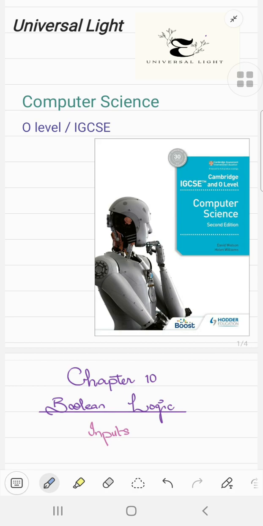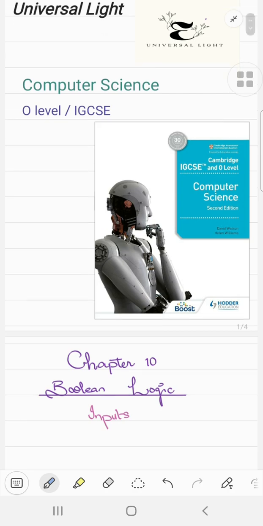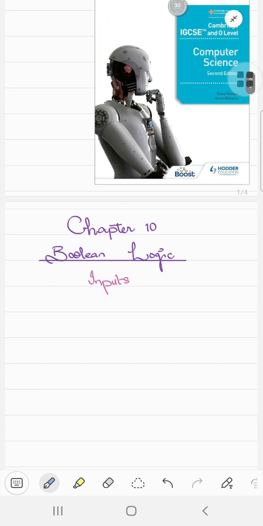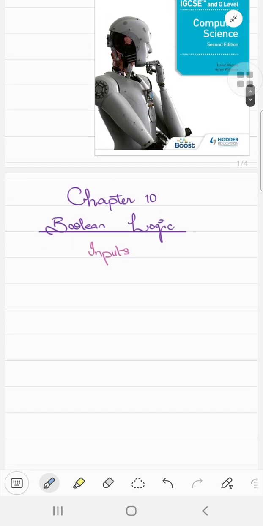Okay, so the chapter that we are discussing today is chapter 10 from this book, which is the last chapter, and the name of the chapter is Boolean logic, which most of the students consider to be very difficult. And today we are going to be discussing in great detail, and a lot of content is going to be covered, which is probably going to solve all the queries related to this chapter, and you'll find it really easy and interesting.